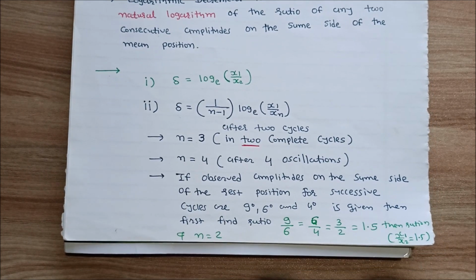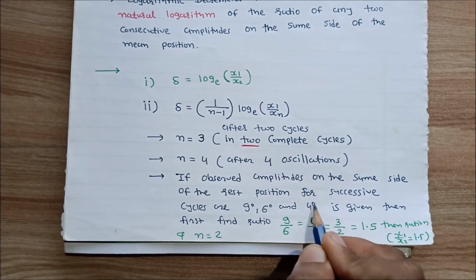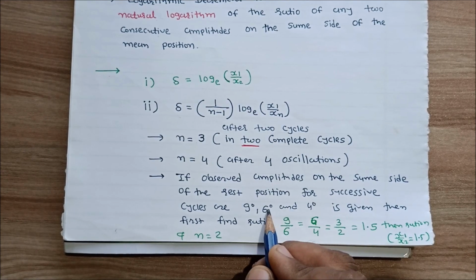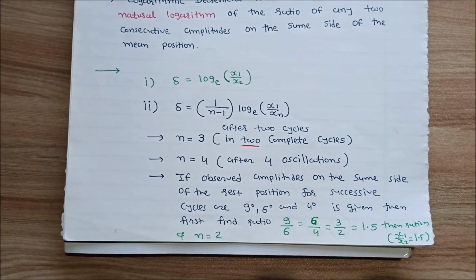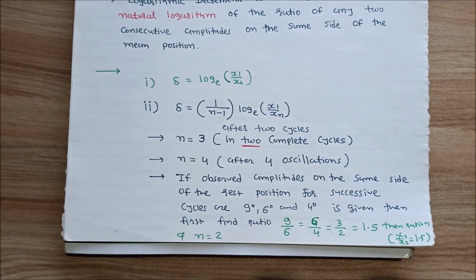If the observed amplitudes on the same side of the rest position for successive cycles are, for example, 9 degree, 6 degree and 4 degree, then you find x1 by x2 by considering x1, x2 and x3. So x1 by x2 is 9 by 6, or x2 by x3 is 6 by 4. This ratio is constant, that is 3 by 2, or 1.5. If three observations are given, then you consider n is equal to 2.